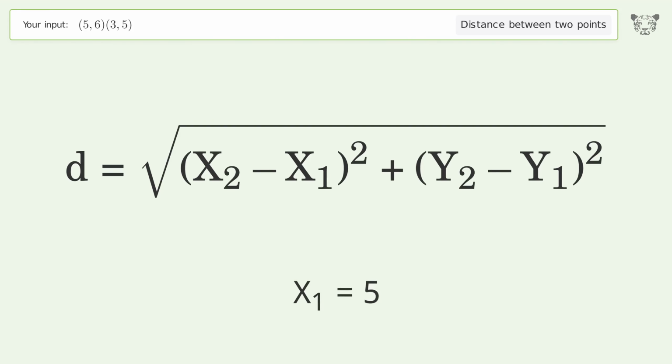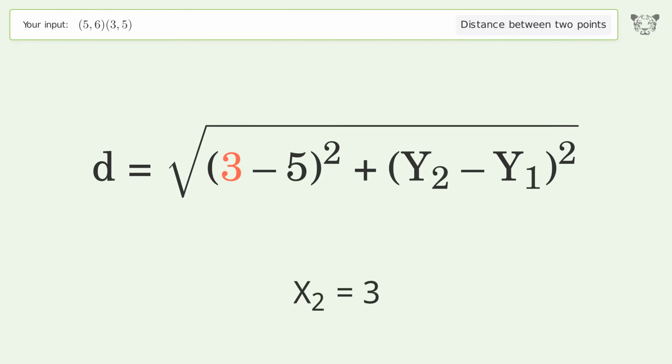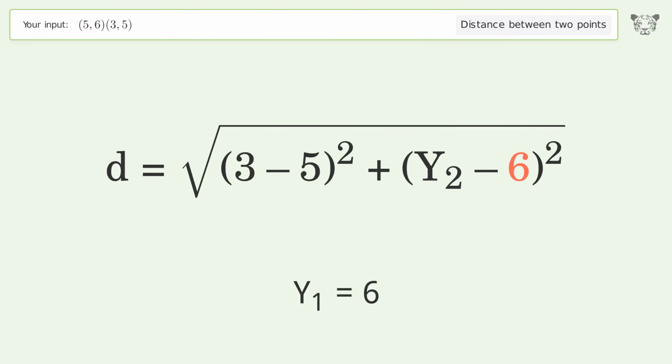x1 equals 5. x2 equals 3. y1 equals 6. y2 equals 5.